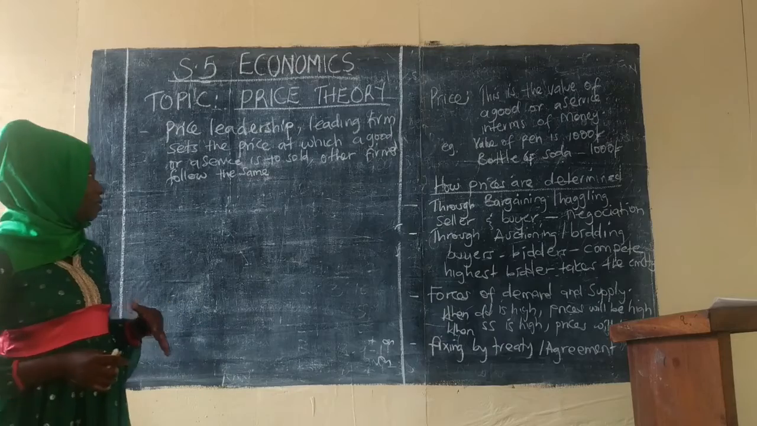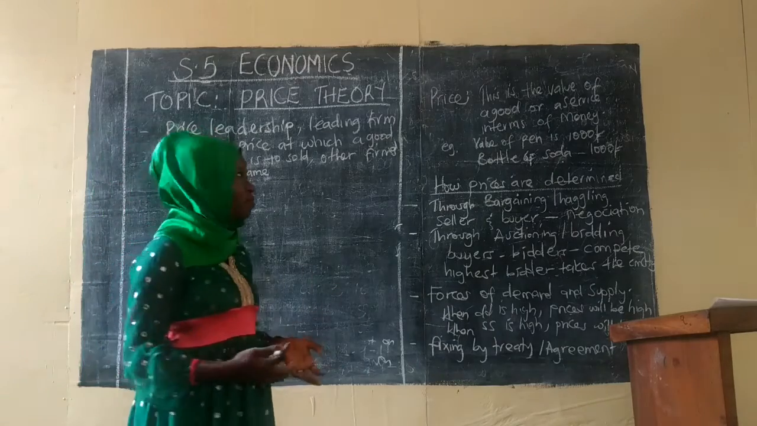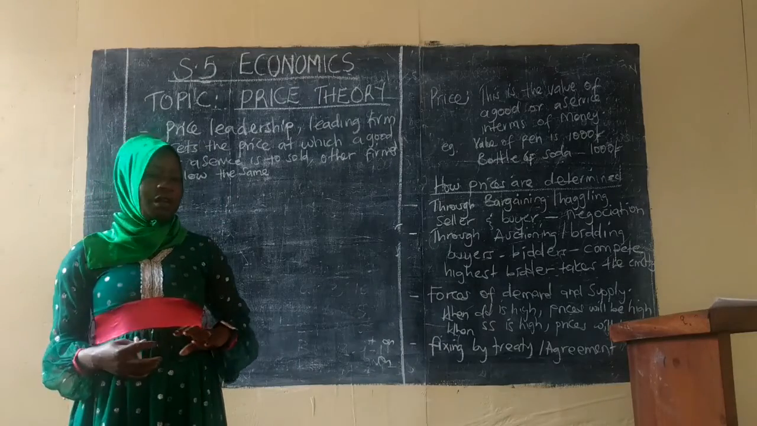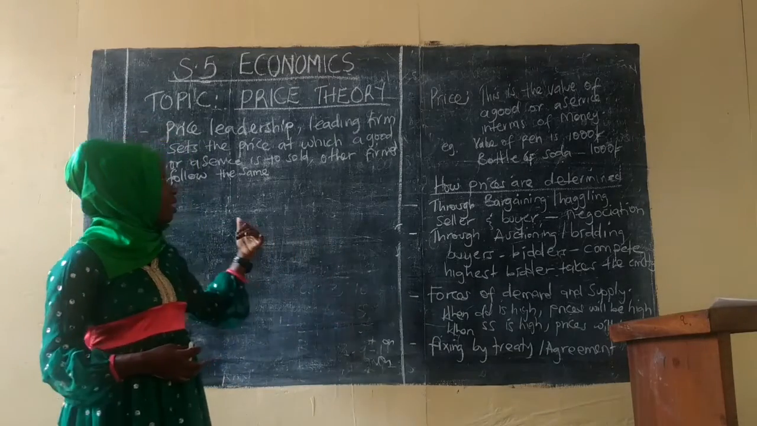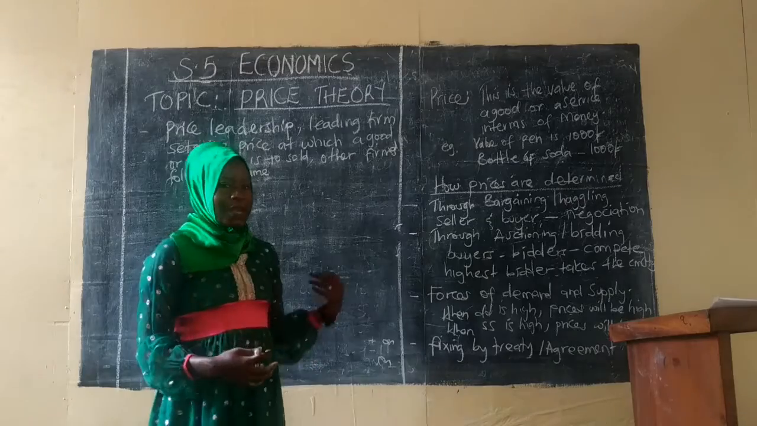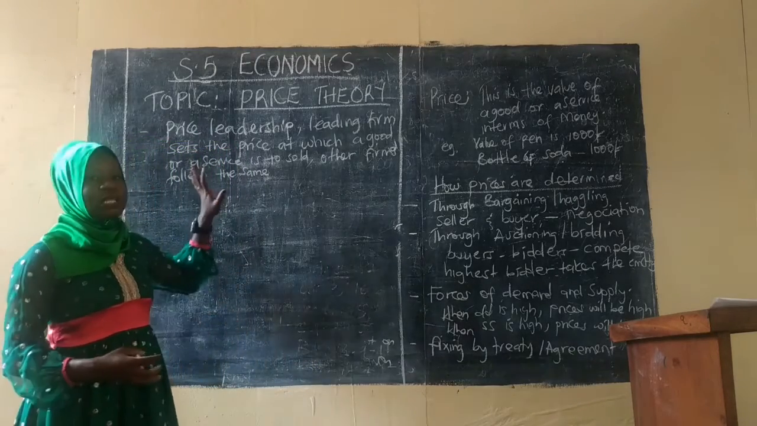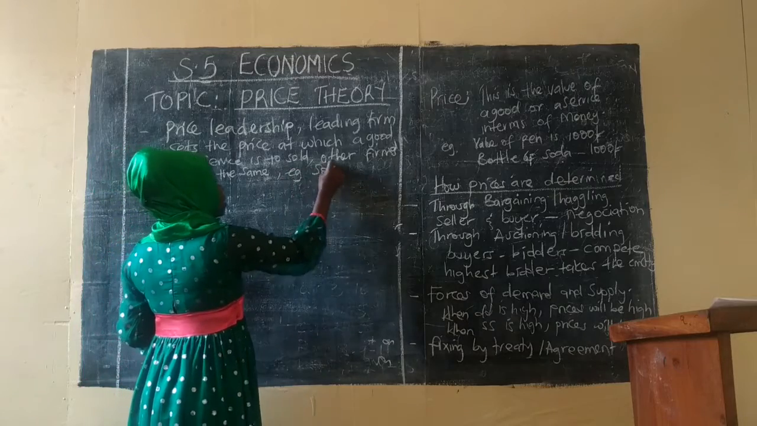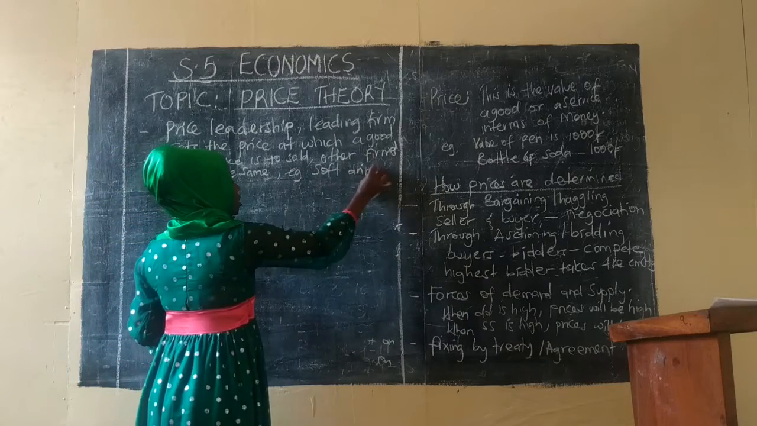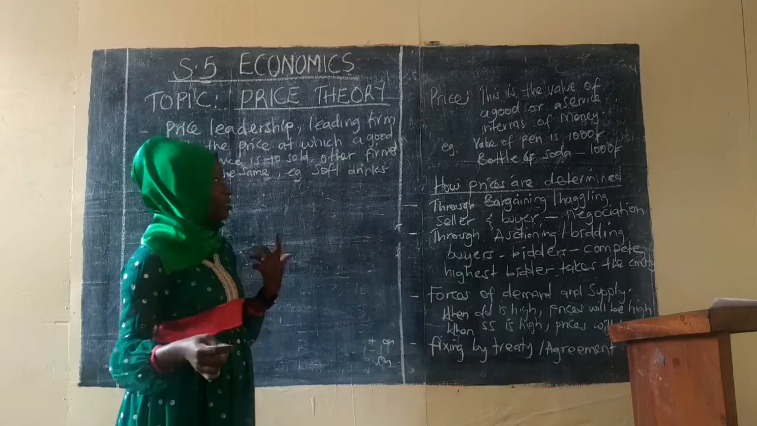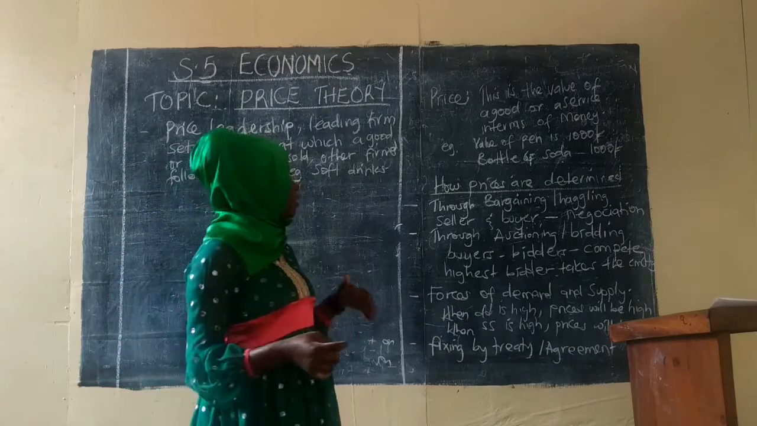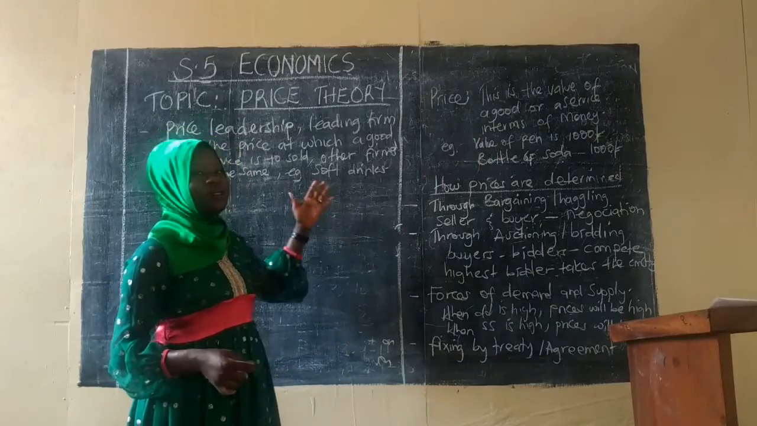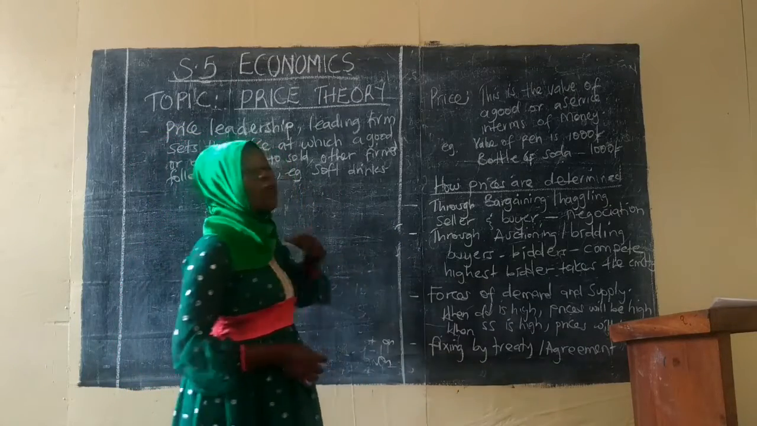Price leadership, we are looking at the well-established firms, the leading firms, setting the price at which companies or firms that are producing the same product will sell their items. We call it price leadership. This is common, for example, with the soft drinks companies. In Uganda, we have some of the leading firms like Coca-Cola and then Pepsi. They're the leading firms, and they sell sodas at 1,000.